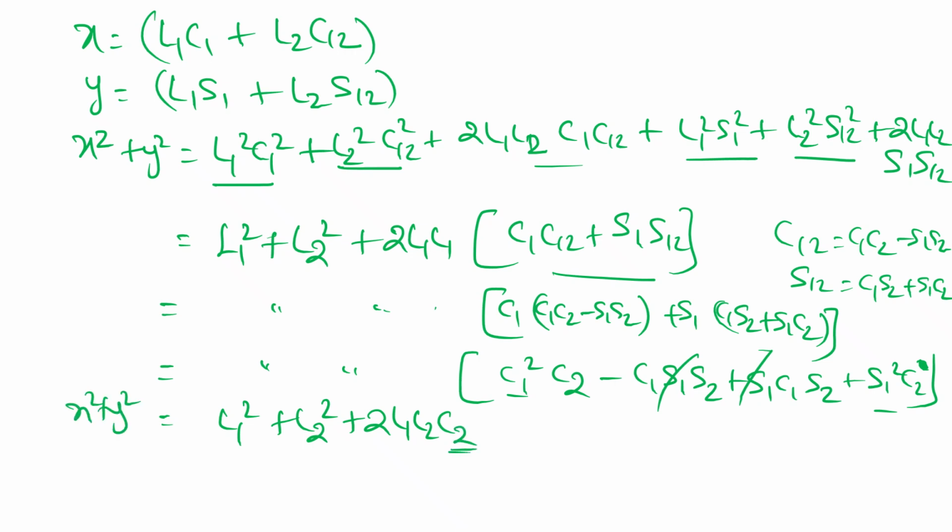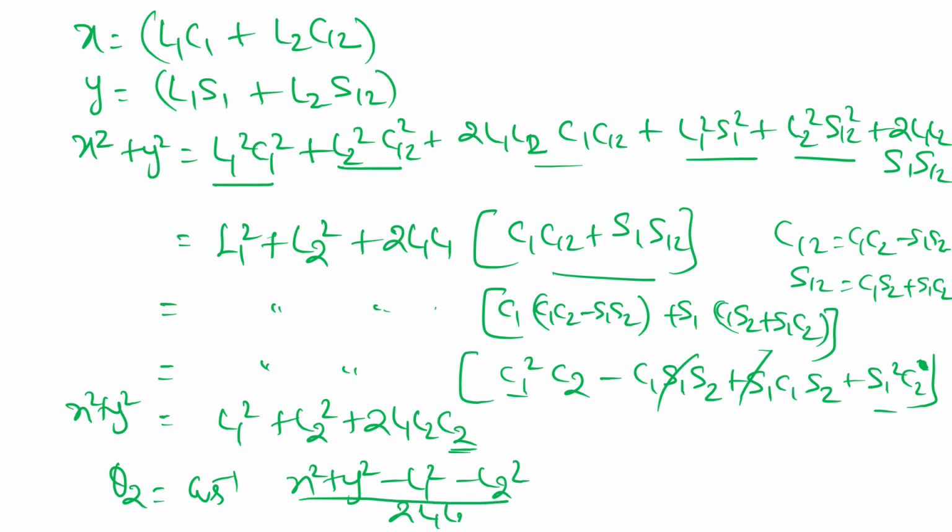From this I can get C2. So theta 2 equals cos inverse of x square plus y square minus L1 square minus L2 square, divided by 2 L1 L2. So this is our theta 2. Using the inverse kinematics formulation, we found the formula for theta 2: cos inverse of x square plus y square minus L1 square, link length, minus L2 square, divided by 2 into L1 into L2.